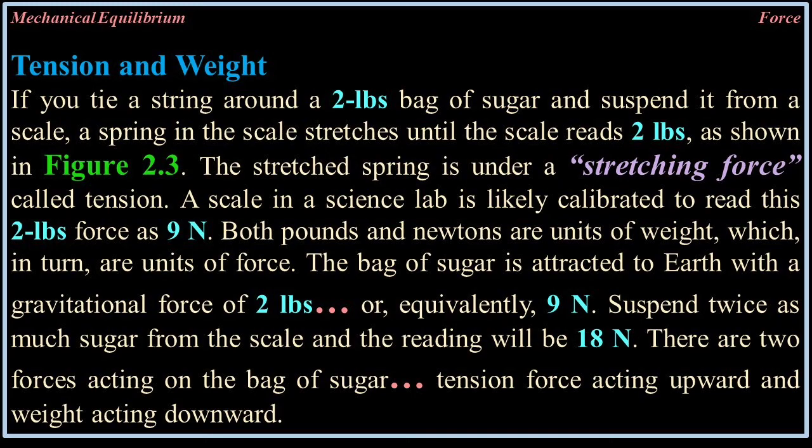Both pounds and newtons are units of weight, which in turn are units of force. The bag of sugar is attracted to Earth with a gravitational force of 2 pounds, or equivalently 9 newtons. Suspend twice as much sugar from the scale, and the reading will be 18 newtons. There are 2 forces acting on the bag of sugar: tension force acting upward, and weight acting downward.